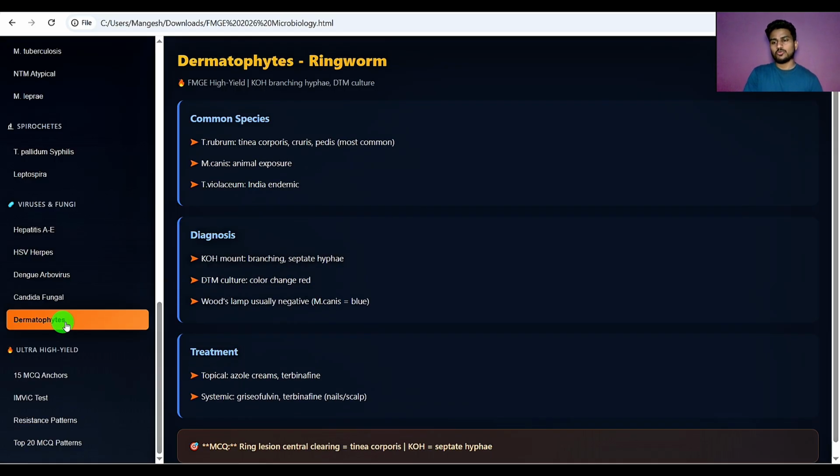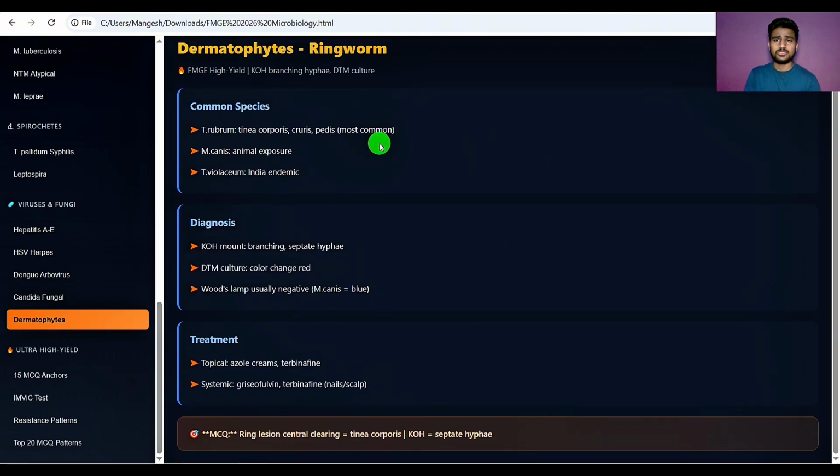So let's move towards the dermatophytes. In dermatophytes and ringworm infection, there are very few things that have been asked in recent exams. Already from derma, there are only 2 to 3 questions every FMGE. So this is the point where these two topics overlap with each other.